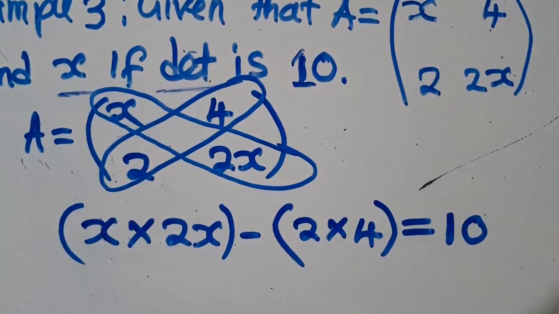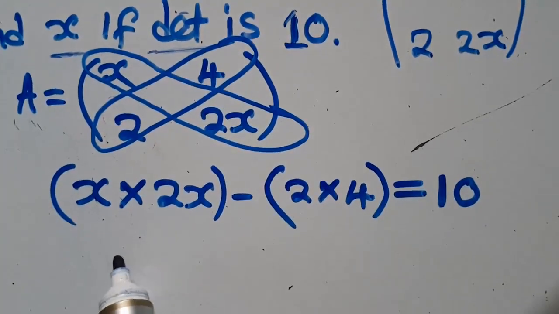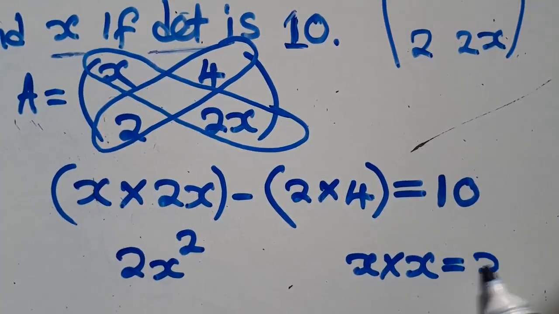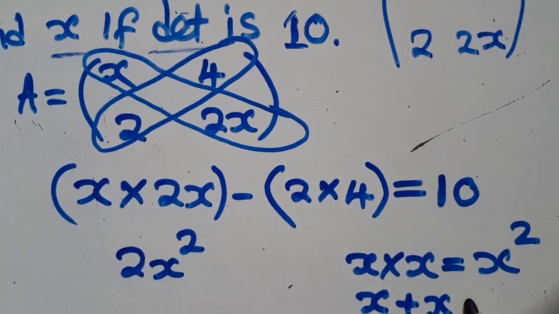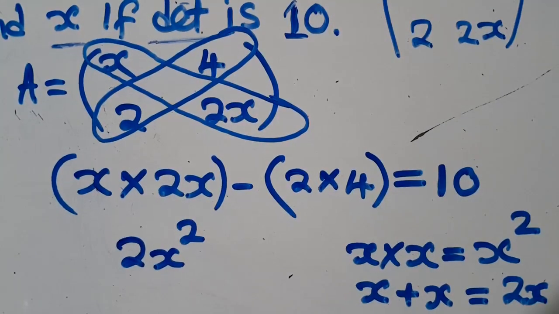After you get to this point, what are you supposed to do next? You simplify. What is x times 2x? It is 2x squared. Whenever you are multiplying x times x, the answer is x squared. But if you are saying x plus x, the answer is 2x. These are procedures that you need to get. When you are saying x times x, it is x squared. x plus x, it is 2x. I believe you are able to see the difference.